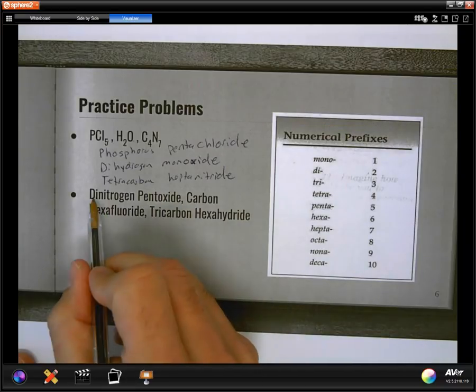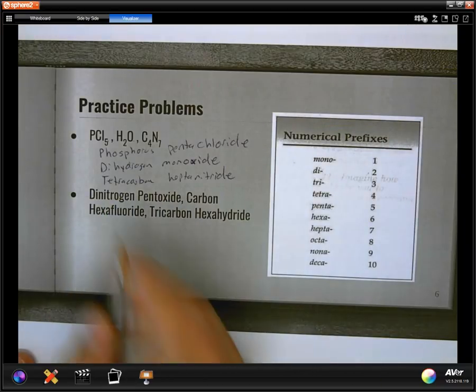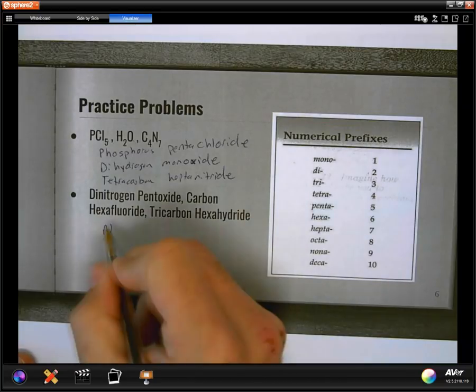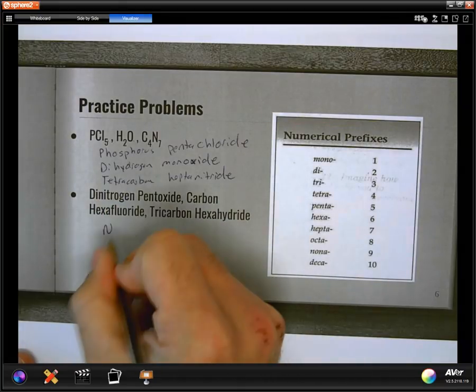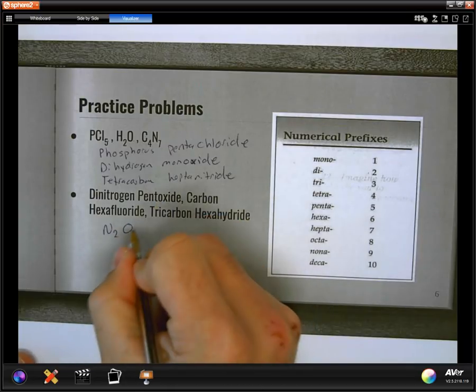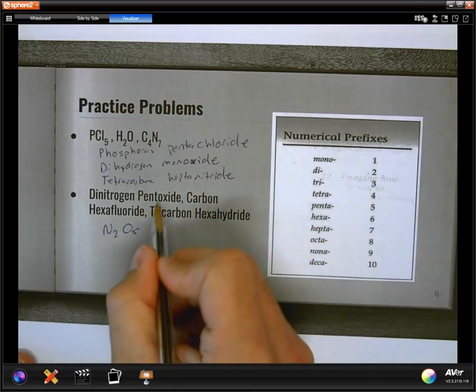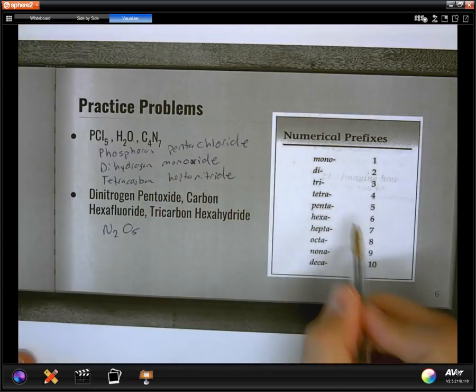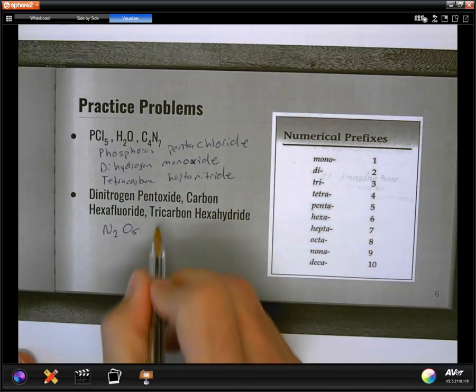Here we have nitrogen, dinitrogen pentoxide. So how do I write this formula out? Well, first of all, I know nitrogen is an N. That di tells me it's a 2. Pentoxide, so that's oxygen. The pento tells me there's a 5. Again, notice how they dropped the double vowel. They dropped the A here and just called it pentoxide.